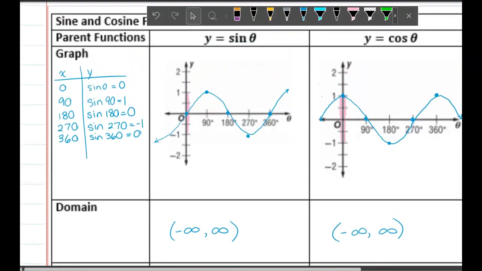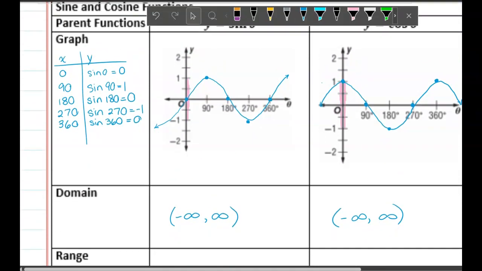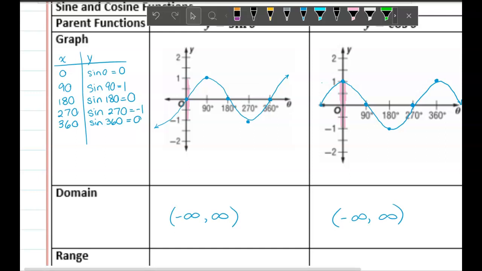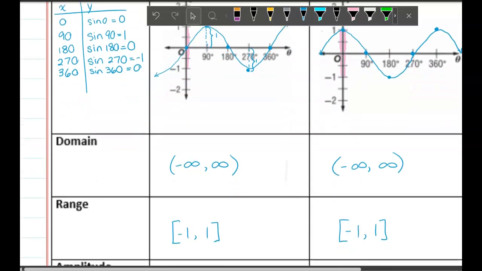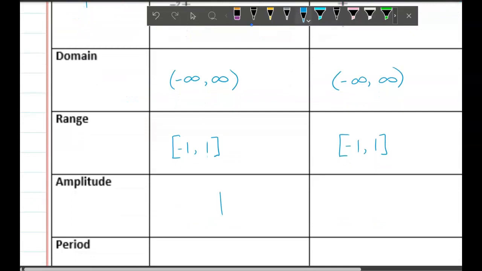Talking about amplitude, that's talking kind of about like the height of these little curves. And we only start at the axis and count up. So from here to here, that's a distance of 1. You could also count down from the axis to the very lowest point, which is also a distance of 1. So the amplitude is 1 for both of these functions.